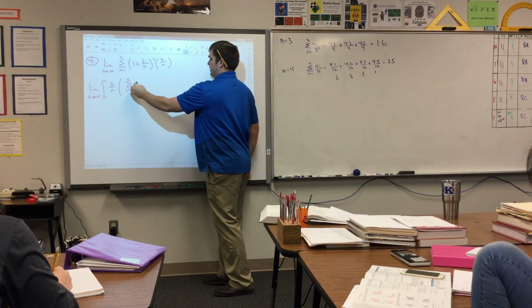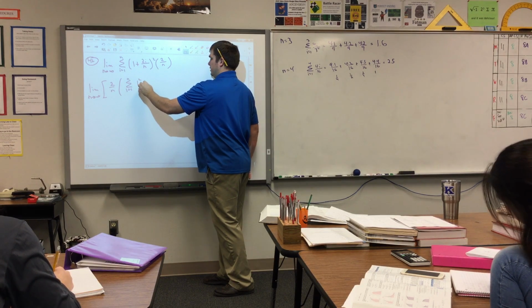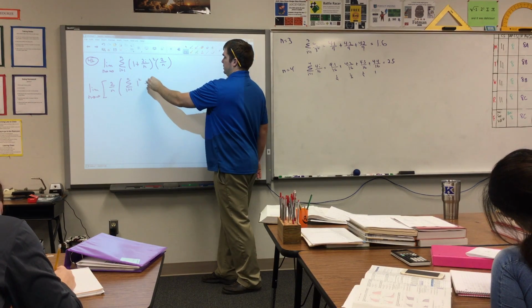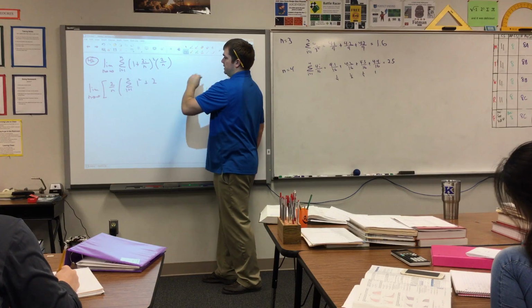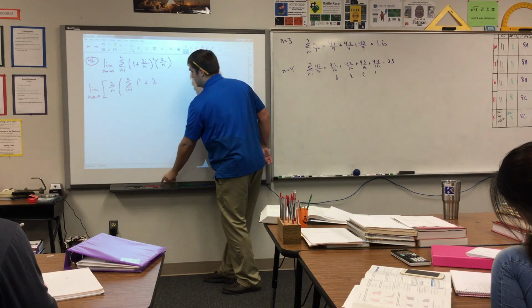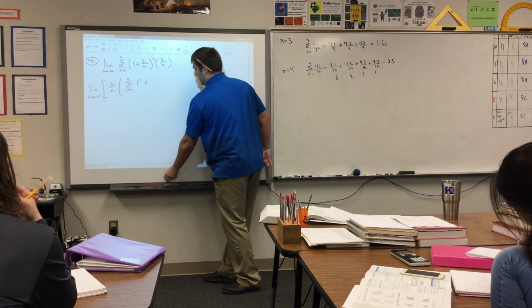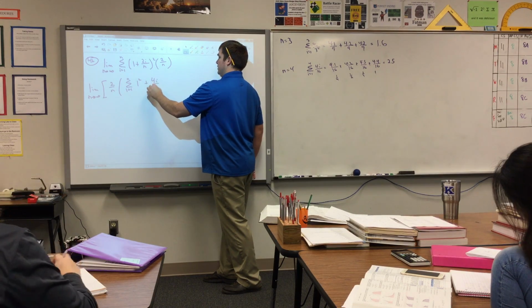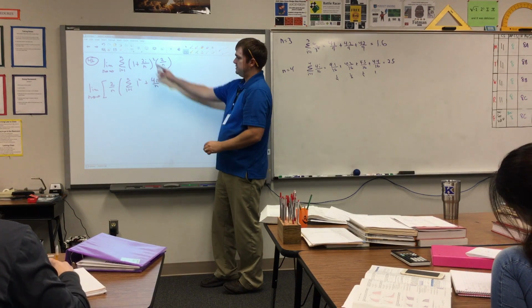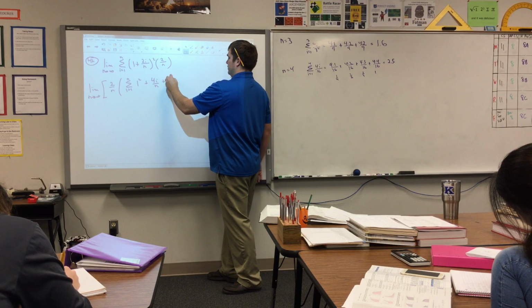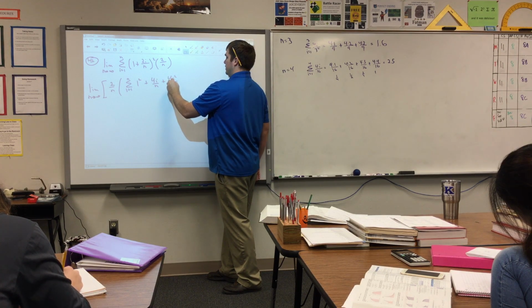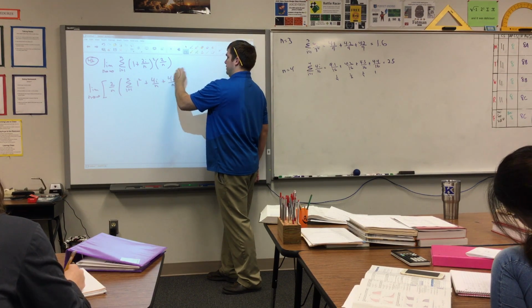So this is going to be the first term squared plus 2 times the first and the second, so it's 2ab, so 2 times 2I over n, so it's 4I over n, plus the second term squared, so 4I squared over n squared.